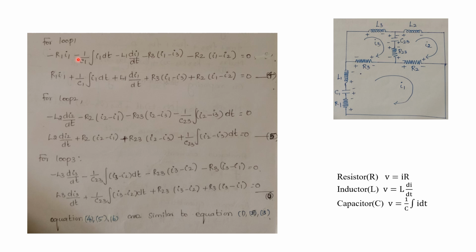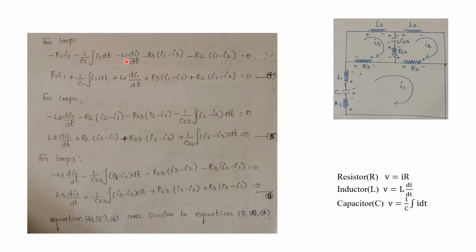Then again it is plus to minus, so minus. What about the voltage drop across the capacitor C1? That is given in the formula: 1 by C into integral I dt. So 1 by C1 into integral I1, because a single current is flowing through C1. That is I1 into dt. Then again it is going from plus to minus, so we have to put minus sign.